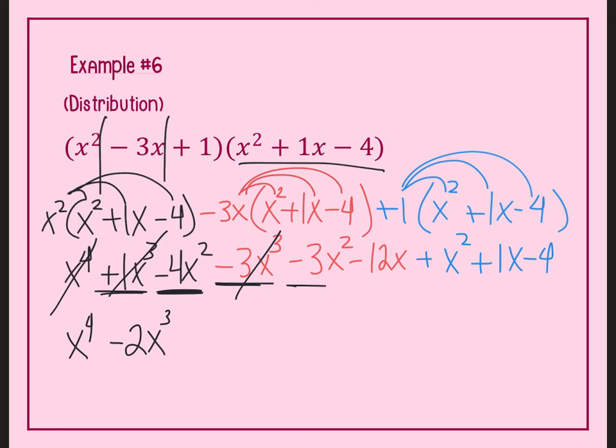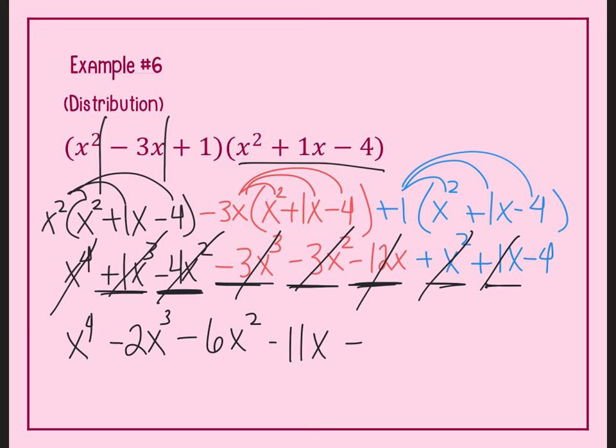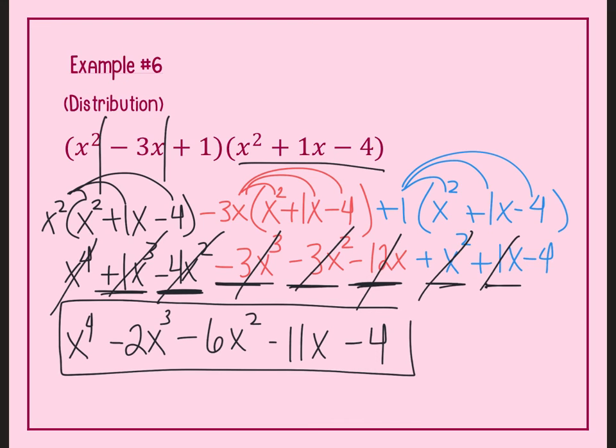Next, I'm going to look at my x squareds. I have negative 4 minus 3 plus 1x squared. Negative 4 minus 3 is negative 7. Negative 7 plus 1 is a negative 6x squared. And when I use them, I cross them off to make sure I don't try to use them again. The last one, well not last, negative 12 plus 1x is negative 11x. And last but not least, my constant goes at the end. So this is how to multiply polynomials by using the distribution method.